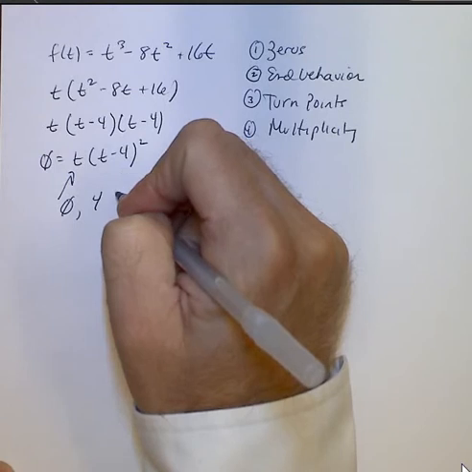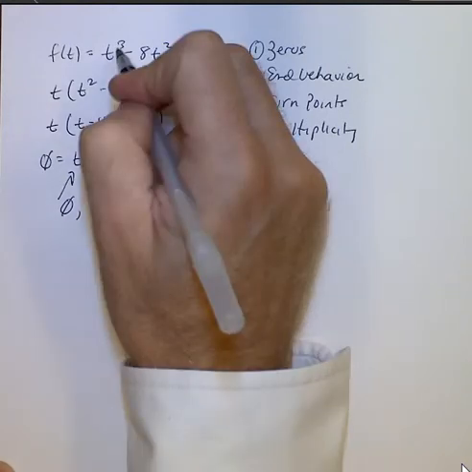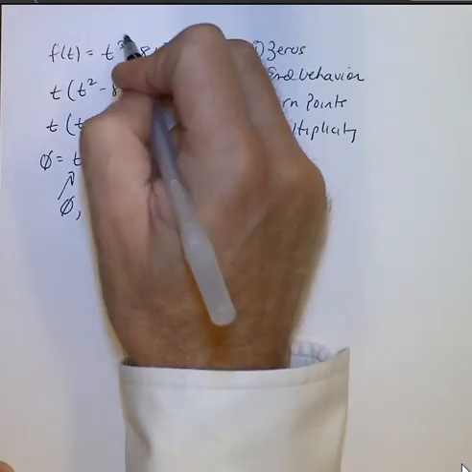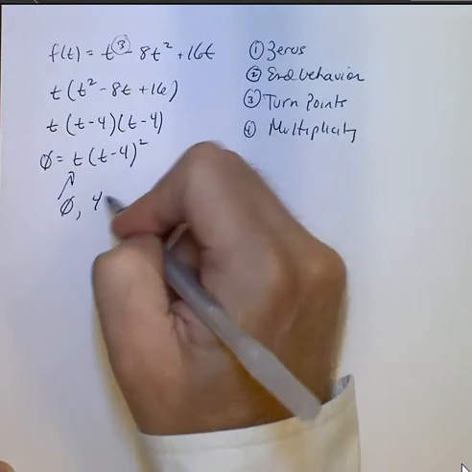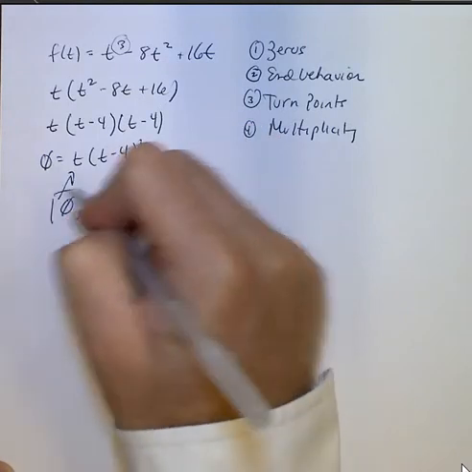Now, a polynomial of degree 3 has 3 zeros. This 4 is essentially a double, but you only need to write it once. So you would declare these as the zeros.